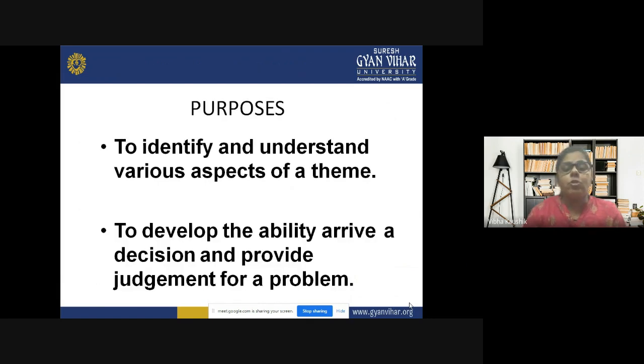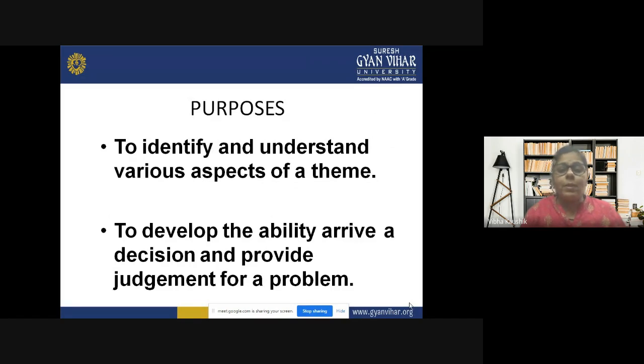Now, the purpose of organizing a symposium. The first one is to identify and understand various aspects of a theme. With the symposium, you will be able to find out, and not only identify, but also understand the various aspects of a theme that you didn't know earlier.